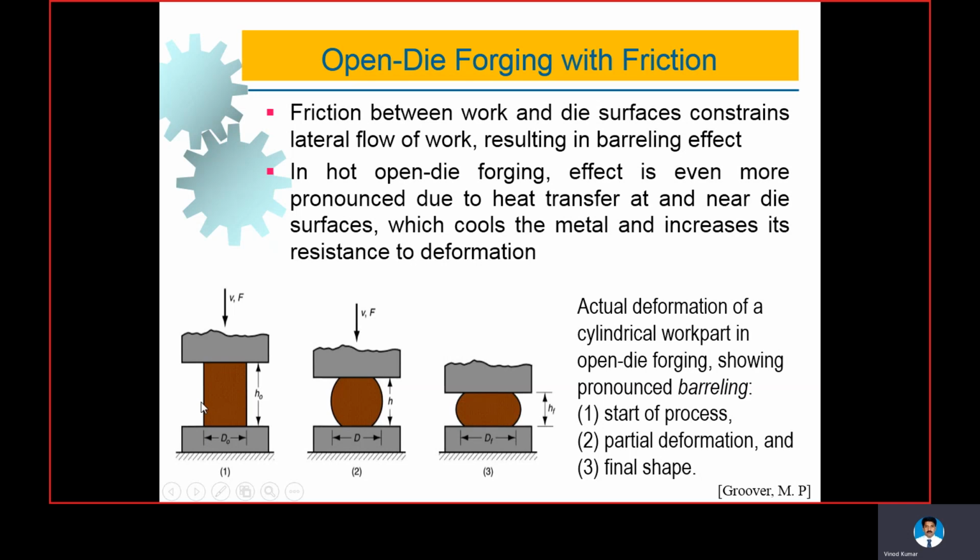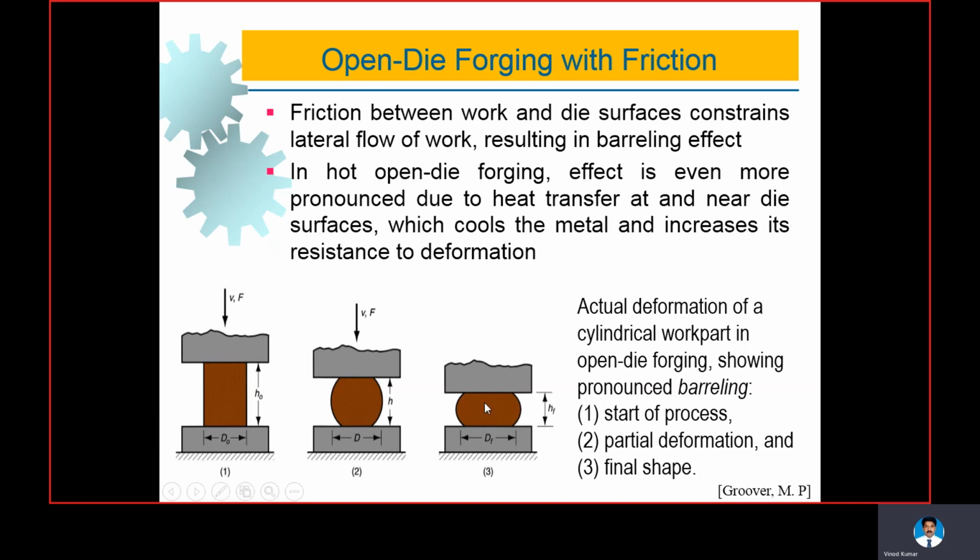As you can see here, when this is the initial condition and we keep on applying the force, the material will get compressed, but the material close to the die will resist deformation, and the other part will deform quickly. The friction between the die surface and the workpiece resists the flow of the material, and there will be a flow of material in the lateral direction, away from the surface of contact. This effect is called the barreling effect.